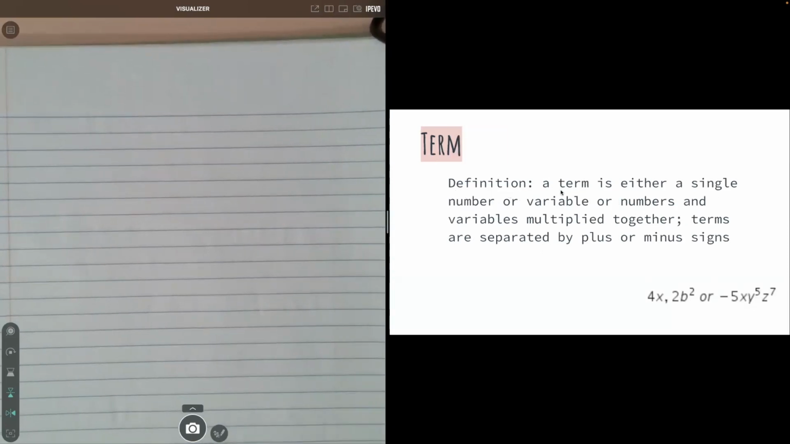So a term is either a single number or variable, or numbers and variables multiplied together, and they're separated from each other by plus or minus signs. So 4x, that's just 4 multiplied by x, that together forms just one term. Then 2 times b to the second power, which is 2 times b times b, that is its own term. That's just one term altogether. And -5 times x times y to the 5th times z to the 7th, all together, because all those are being multiplied, that forms just one term.